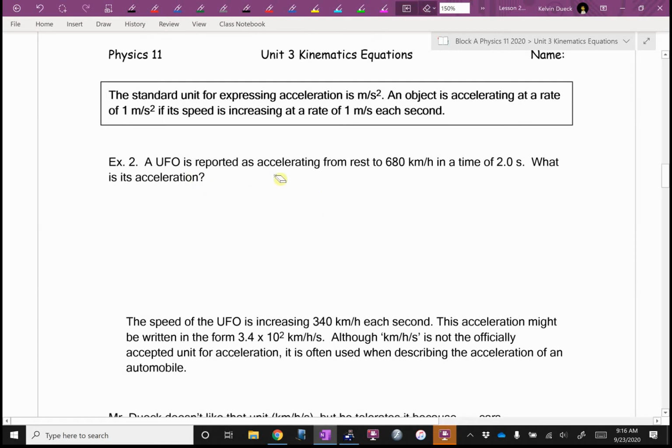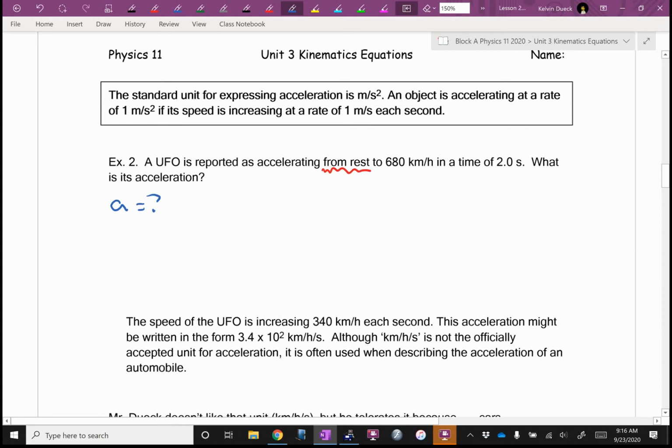So a UFO is reported as accelerating from rest. Everybody right now underline the phrase from rest. That's VI. To 680 kilometers per hour in a time of 2.0 seconds. What's its acceleration? Fatima, what's this question asking me to find? Yep, A. By the way, we're going to start to abbreviate. From now on, if you say A, I'll know what you mean. Or if you say VI, I'll know what you mean if it's asking us to find that. So I'm going to write down A equals question mark.